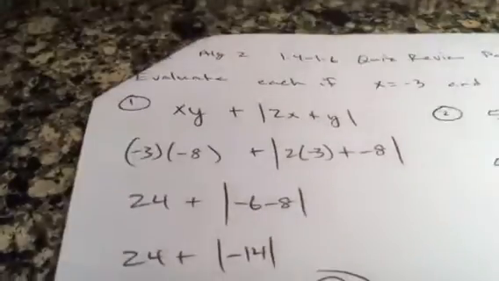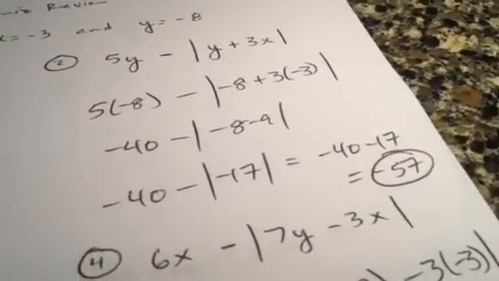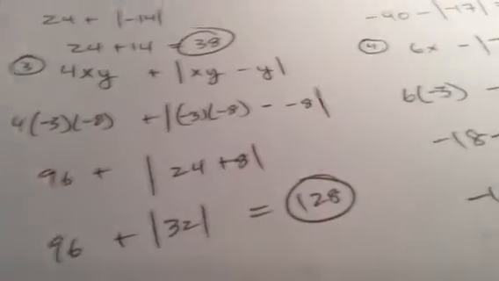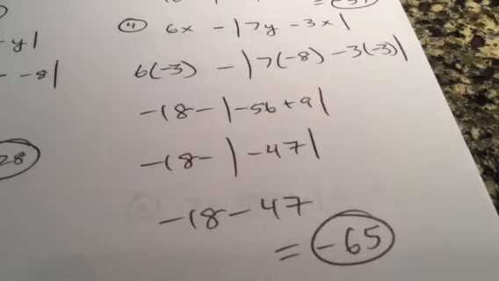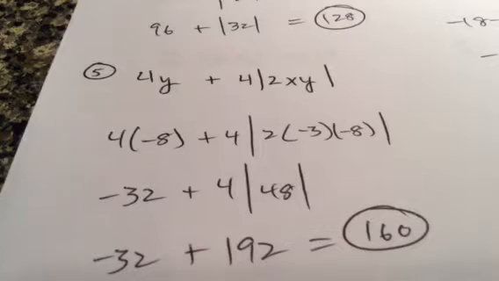And then here are your answers for the part 2, that single page that I gave you Wednesday in class. The answer number 1 is 38. Answer number 2 is -57. To number 3, you can pause this whenever you need, is 128. Number 4 is -65. And lastly, number 5, 160. Again, hopefully you pause this video a bunch. If you need to go back, go ahead.